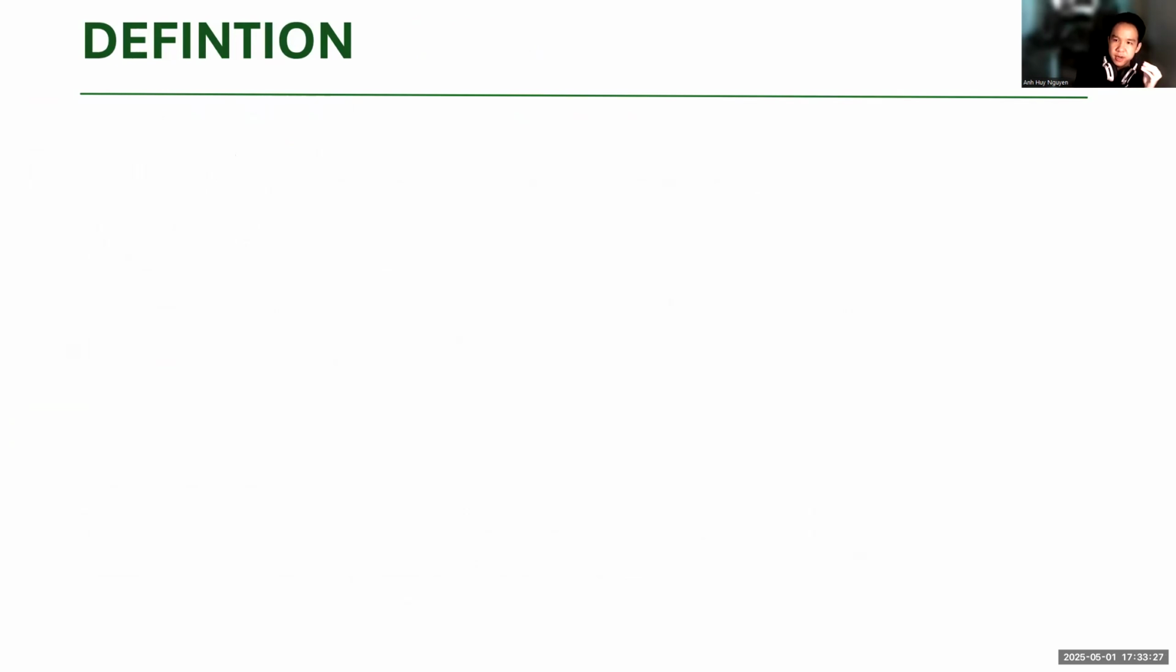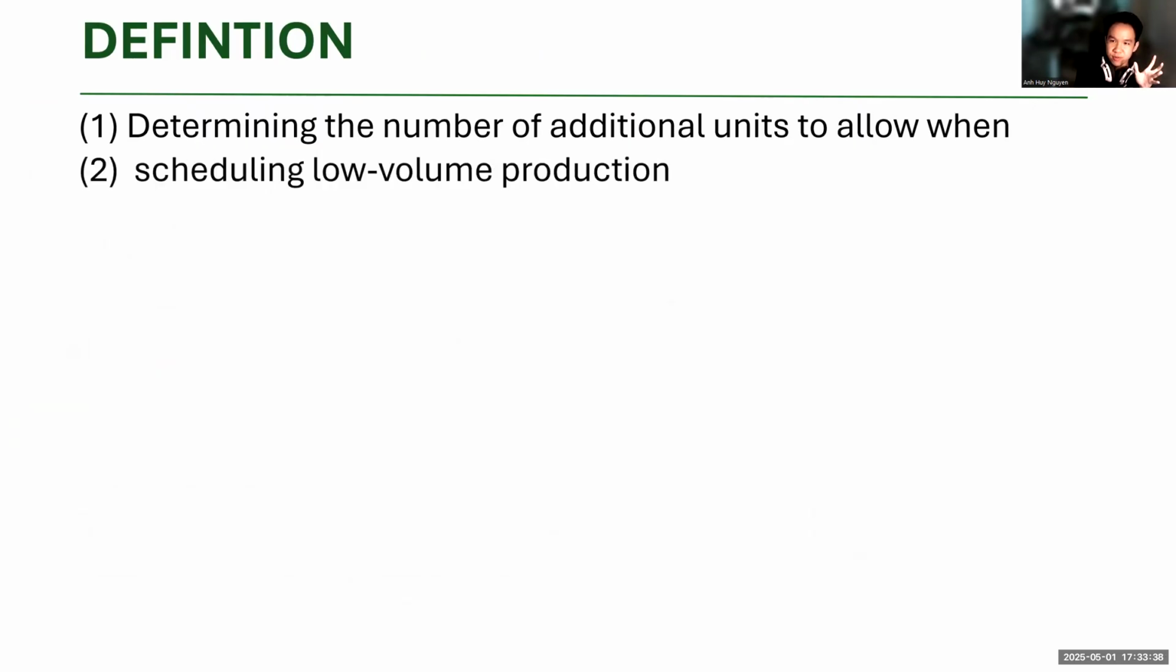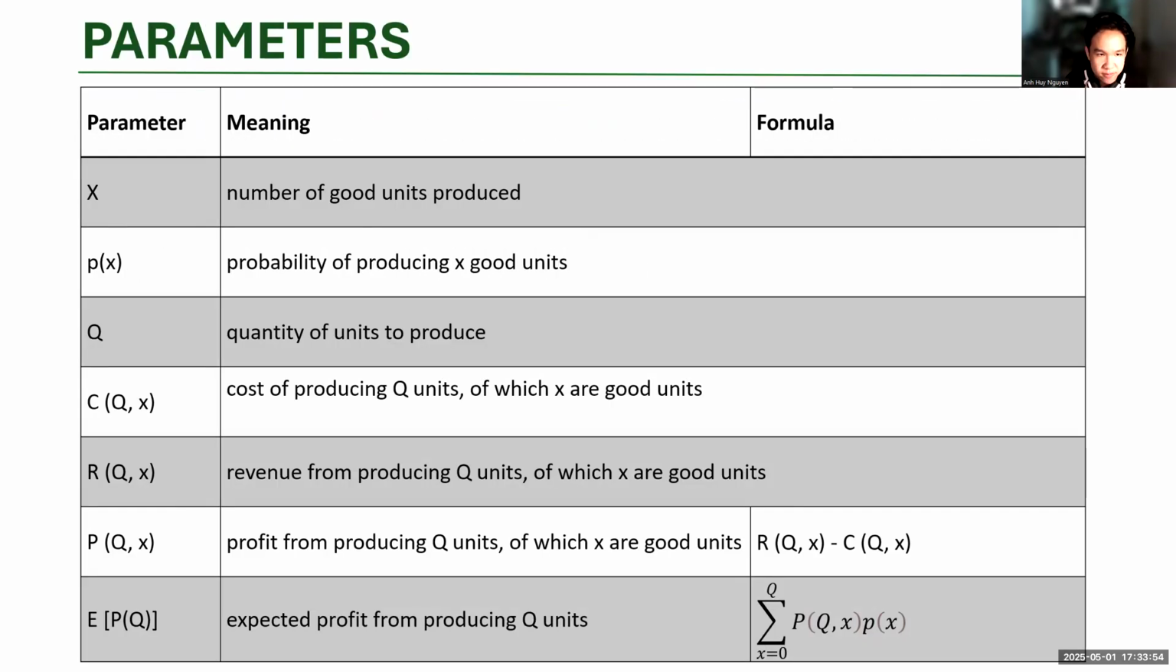So the definition of the rejection allowance problem is: you determine the number of additional units to allow when you are scheduling for low volume production, and rejects randomly occur. When you have these three conditions, you have a problem called the reject allowance problem. Okay. And here are all of the parameters of this problem.